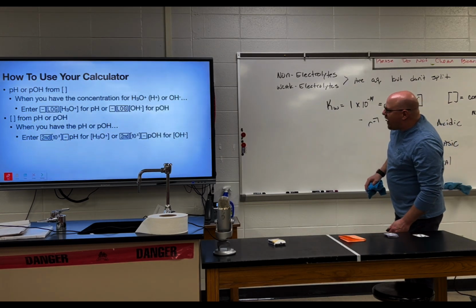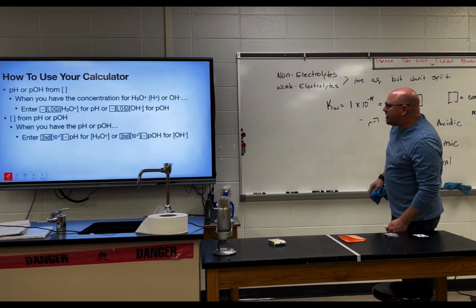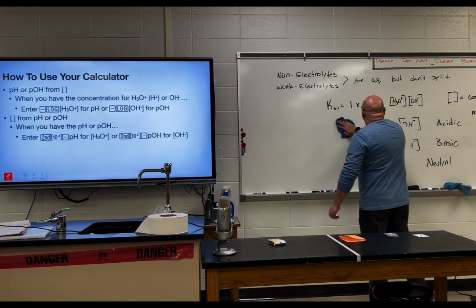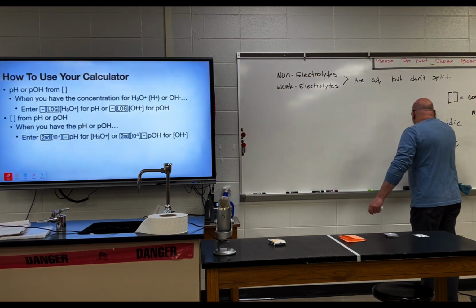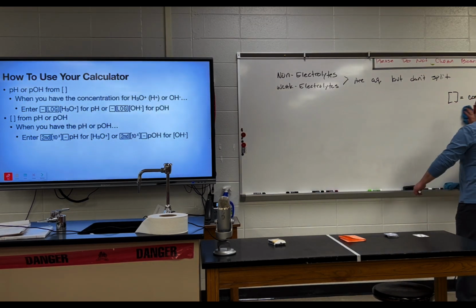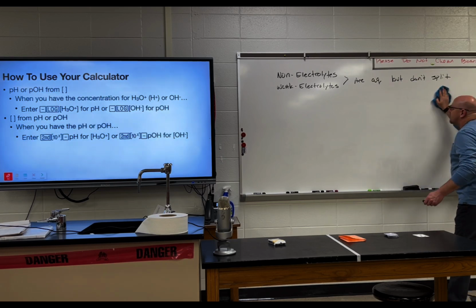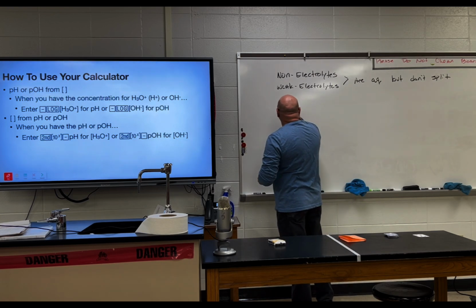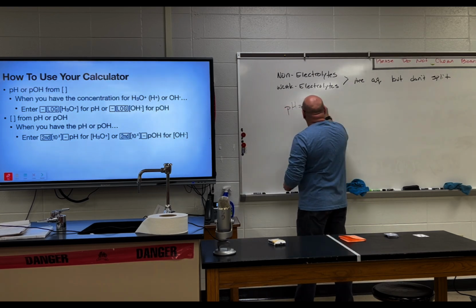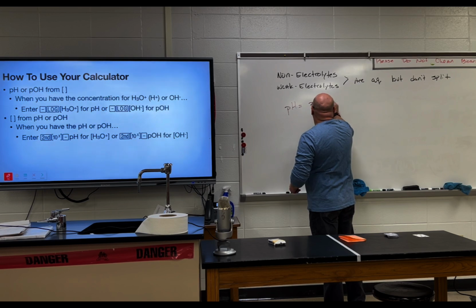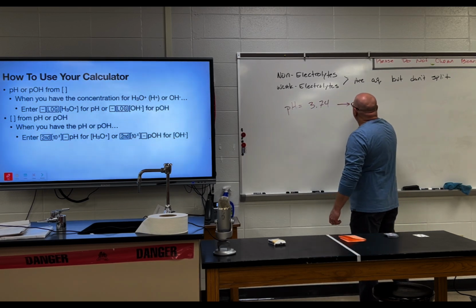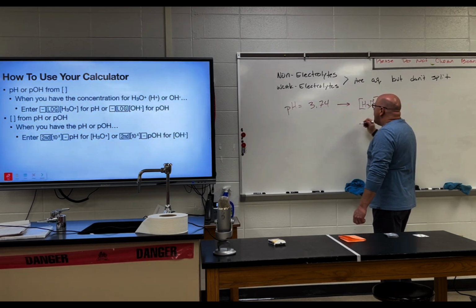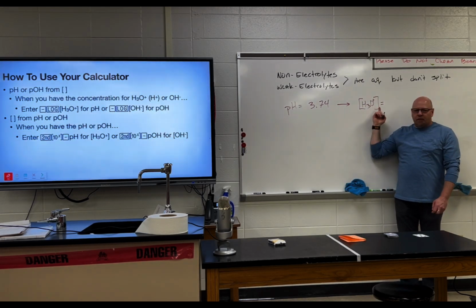So we've already gone over how to go from the concentration to pH or pOH. It's easy, negative log or whatever. But if you need to know what the concentration is when given the pH or pOH, so I have a pH equal to 3.74. I want to convert that to what is the hydronium ion concentration. Because remember, pH is just a fancy way of saying what's this.